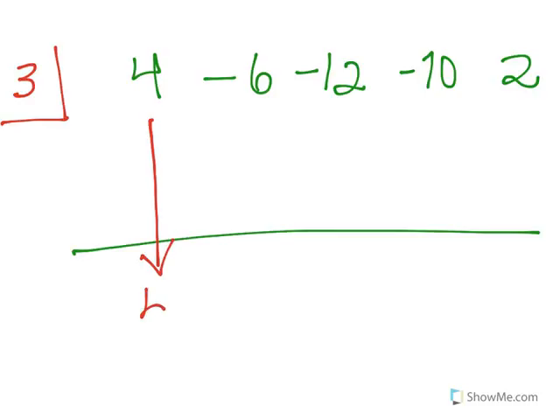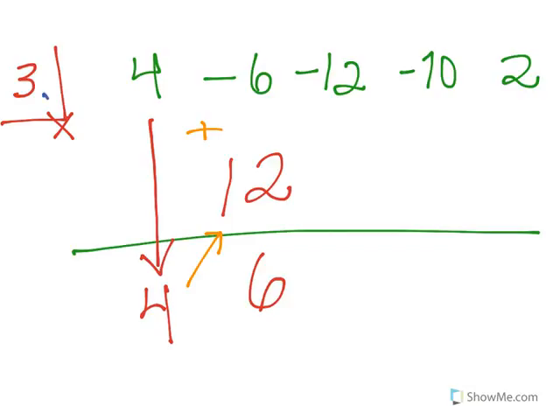First step, bring down the 4 right here. Now we will multiply 3 times 4, 12, and we will put it right here, bringing it up like that. Then we add negative 6 and 12, and we get 6. Now we do the same thing: we multiply 3 times 6, that's 18, put it on top, and add that to negative 12, getting another 6.